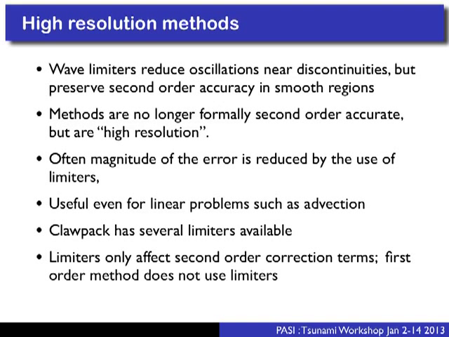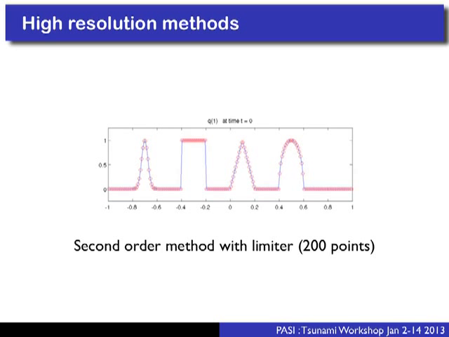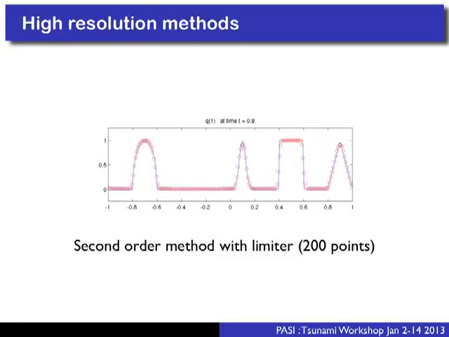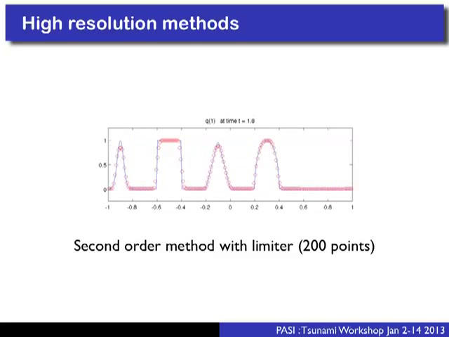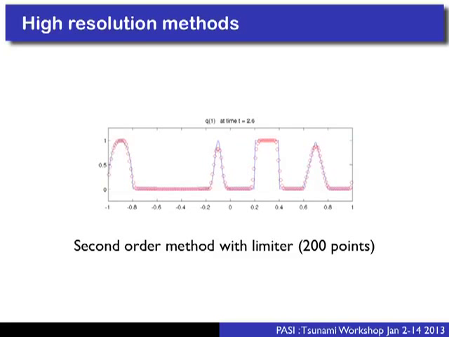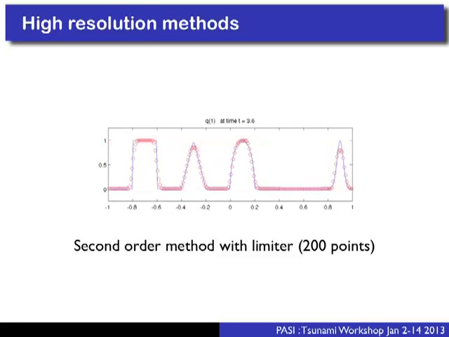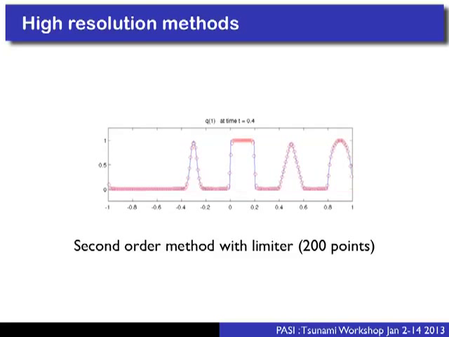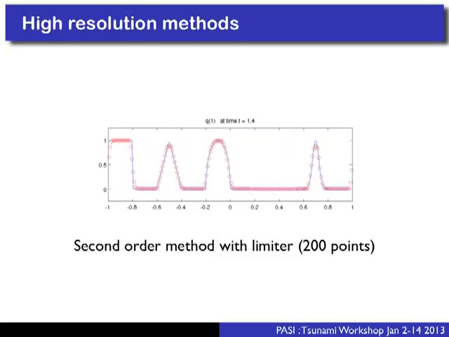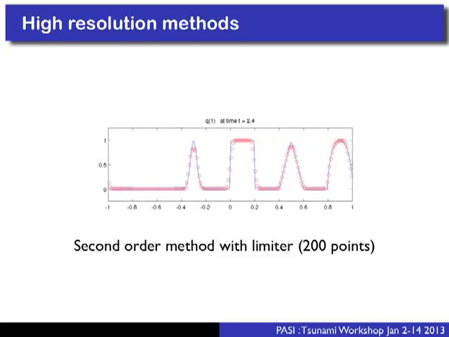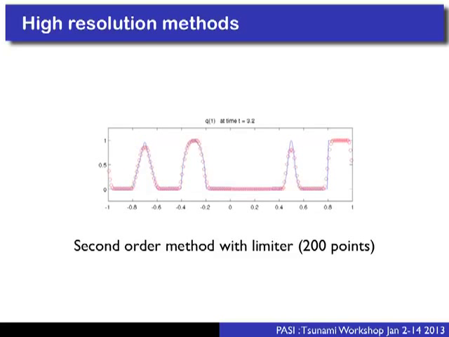CLAWPACK has several limiters available, and I'll point out that the limiters really only affect the second order correction terms. First order methods simply don't use the limiters. There's nothing to limit. So let's take a look at the example here. Now we have the case with limiters, and you see that it's certainly a lot better, almost perfect. For a numerical scheme, it's almost perfectly getting the smooth hump.